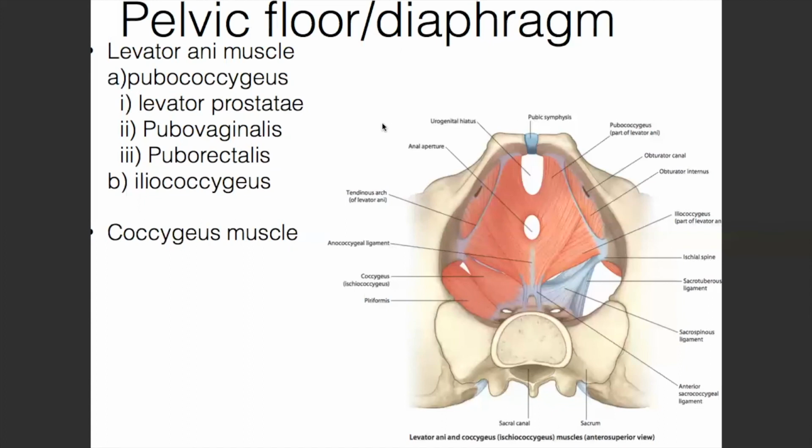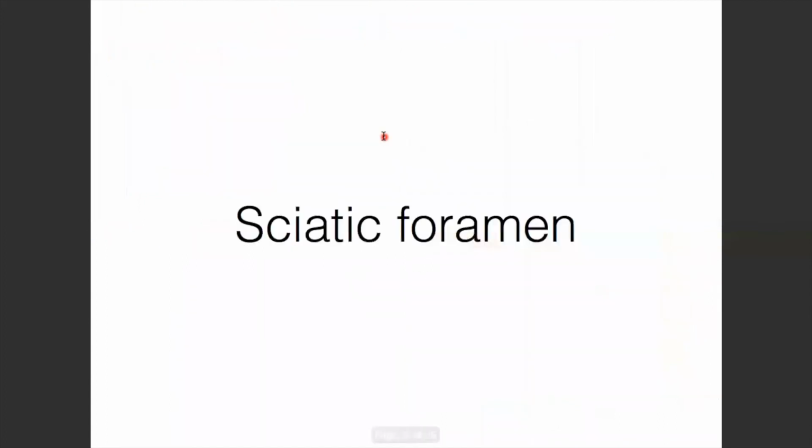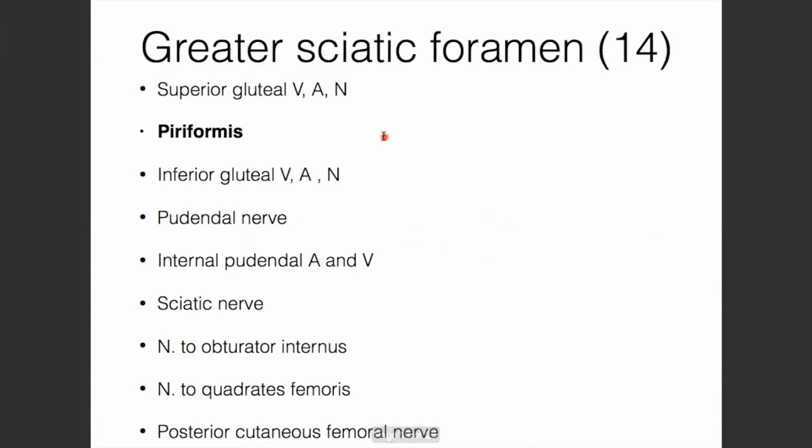Okay, so next we'll be talking about the sciatic foramen. As I said, it's a very important area of question, very common in both lower limb and pelvis. And we've got two foramens, the greater and the lesser sciatic foramen. Important things to know about them are their contents mostly.